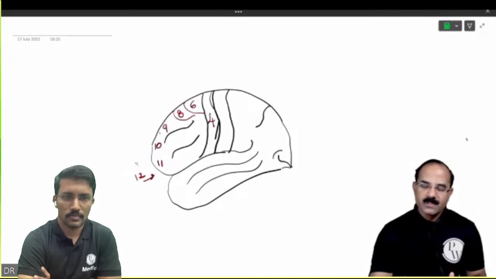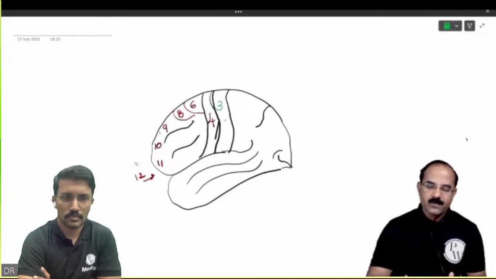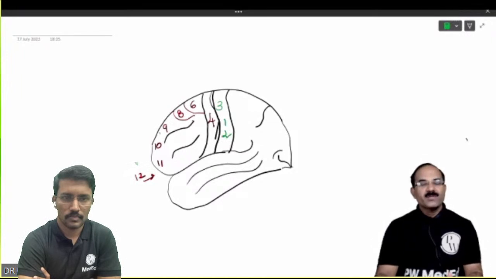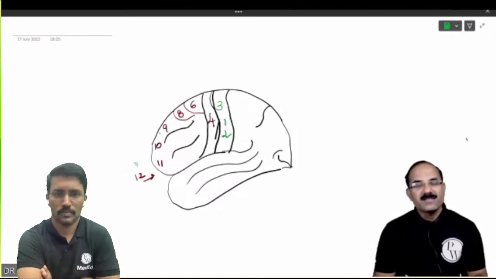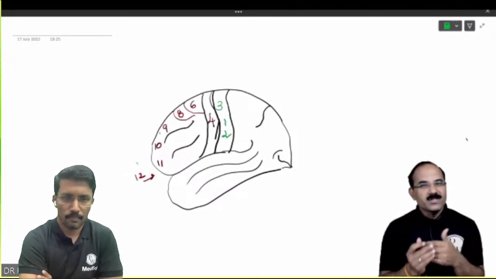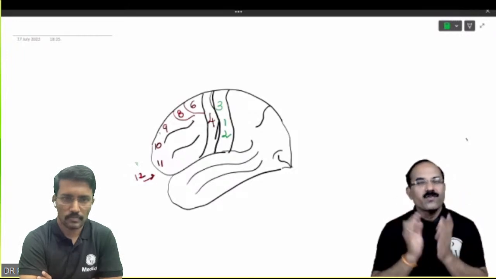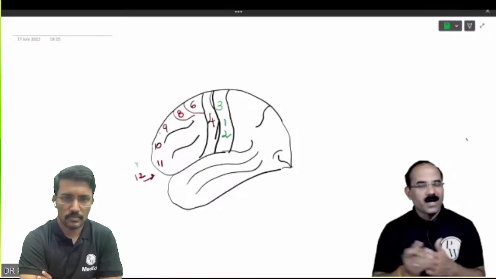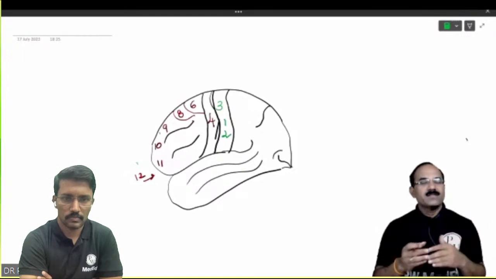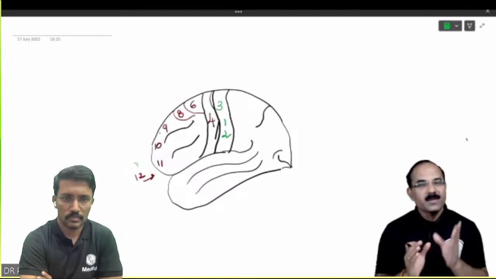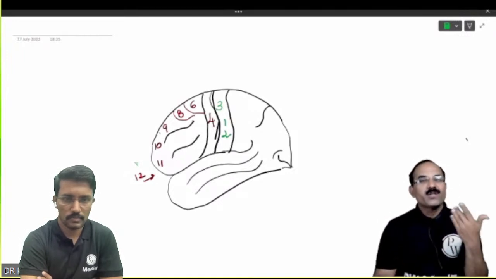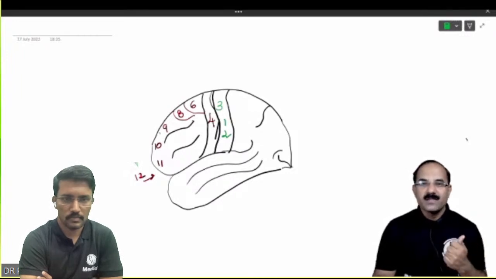Coming to the sensory areas, this is area number 3, 1, 2. Areas 3, 1, 2 are known as the primary sensory area. Whether it's crude sensation or fine sensation, we will discuss the tracts after some time. The crude and fine sensations come to the brain at areas 3, 1, 2. So 3, 1, 2 is the primary sensory area.